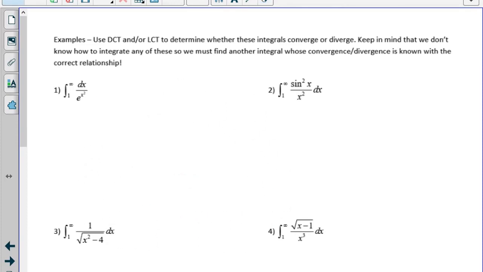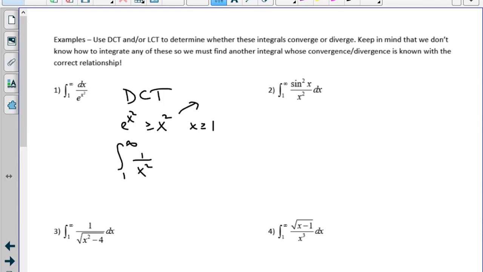I also could have done the direct comparison test by showing that e to the x squared is always greater than or equal to x squared when x is greater than or equal to 1. And since I know the integral from 1 to infinity of 1 over x squared converges, that then goes to say that 1 over x squared is greater than or equal to 1 over e to the x squared for all x greater than or equal to 1. And by the way, I'm allowed to do that by dividing, and it's not changing the sign because all of these numbers are positive all the time. So since those numbers are positive, I can divide, and it's not going to change the sign.